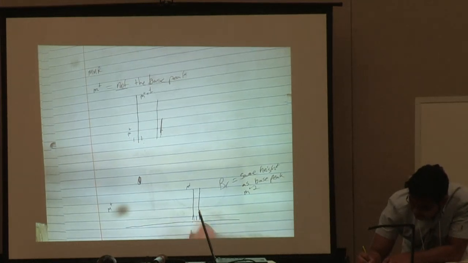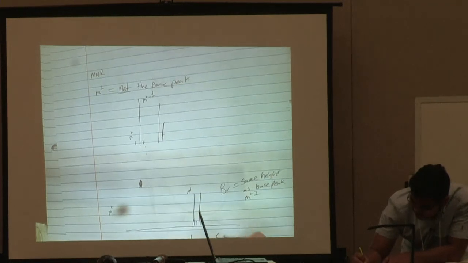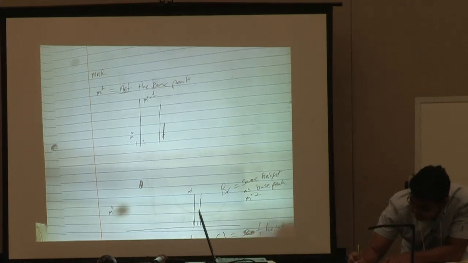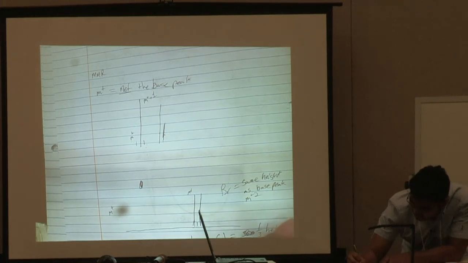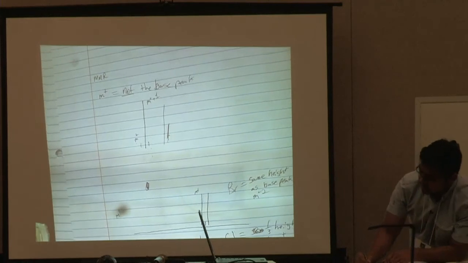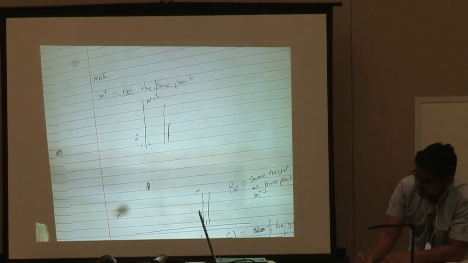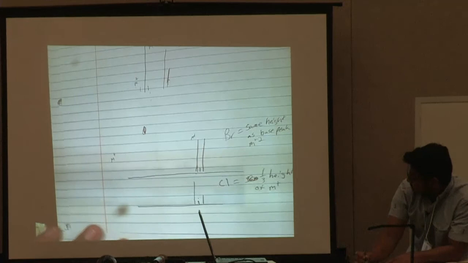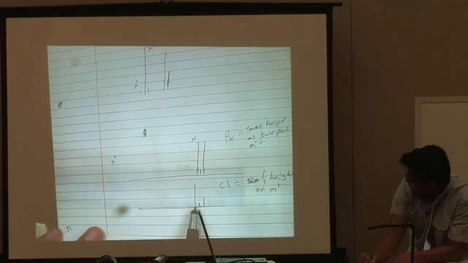Chlorine tends to be 1/3 of the height. So 1/3 of this would look like that. So chlorine equals, sorry, 1/3 of the height of M plus. So M plus 1, M plus 2, that's 1/3 of this height. So I know that when I do my MS, I have a chlorine.